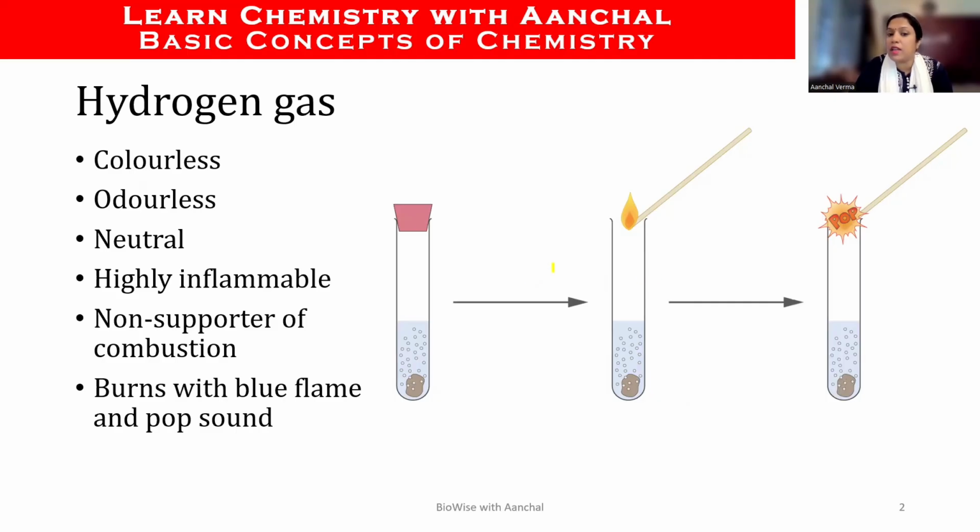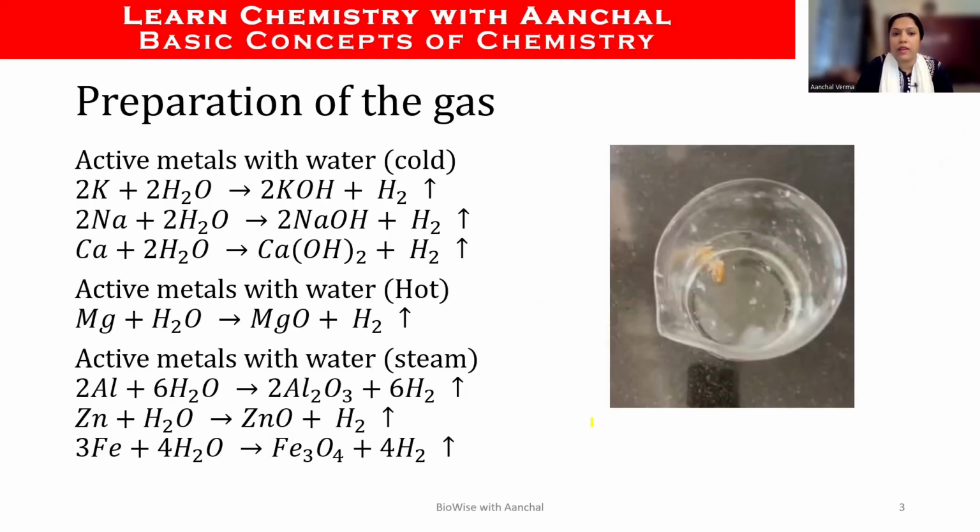And how is hydrogen gas produced? By any MASH reaction. What is MASH? Metal plus acid gives salt and hydrogen. Moving ahead. Now here are certain methods of preparation of the gas.